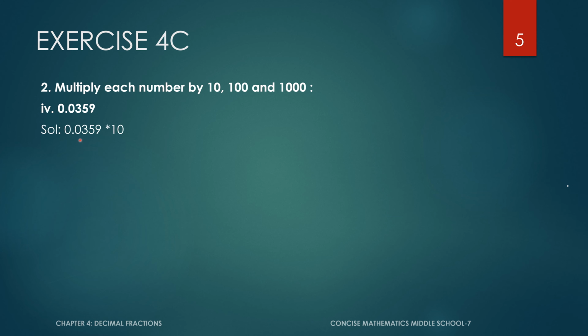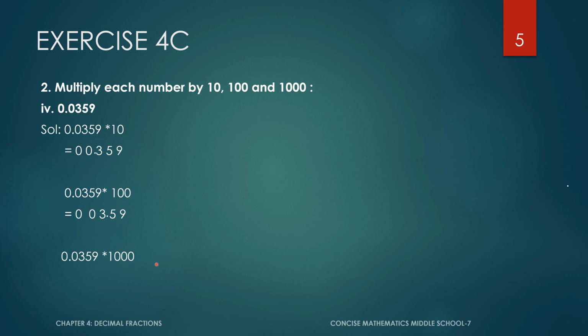Now again multiply this number with 10. Since for 10 it is having only one 0, move this point towards the right side for one digit. It will become 0.39359. Similarly, multiply it with 100. Here is the point, and move it two places towards the right side. So it will become 3.59. You can just neglect this 0. You can just read it as 3.59.